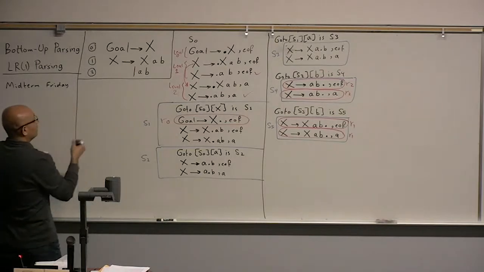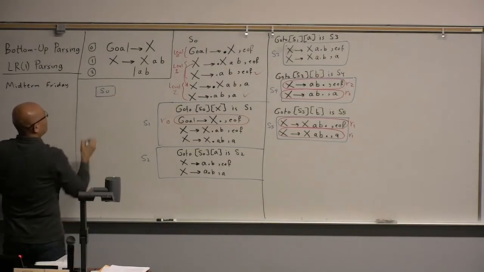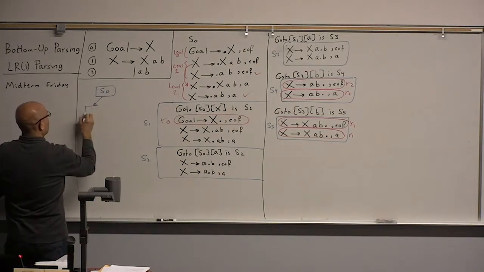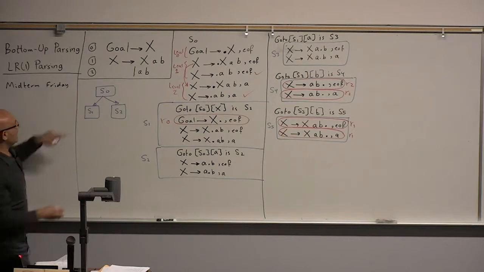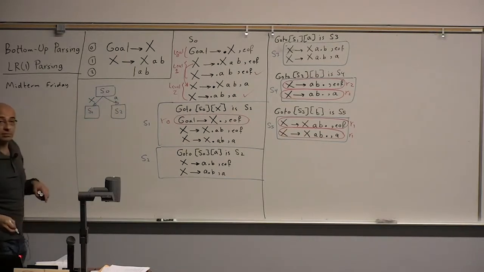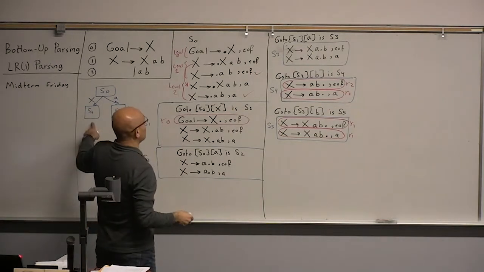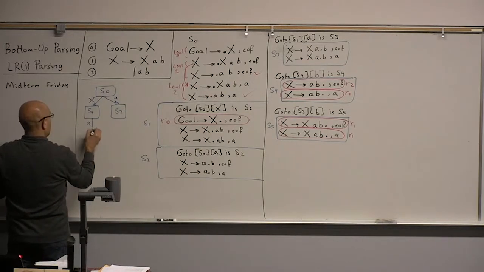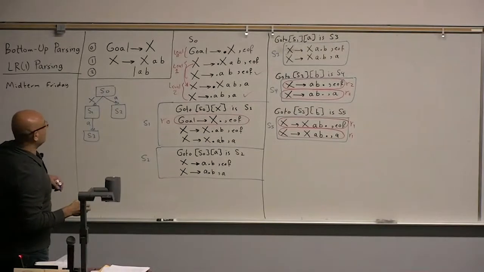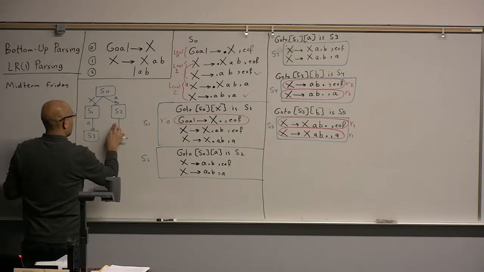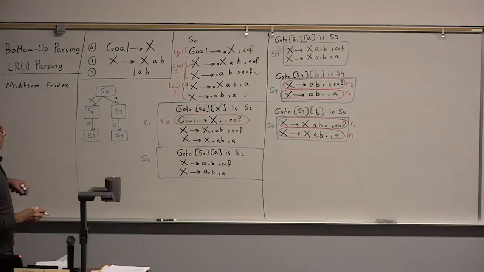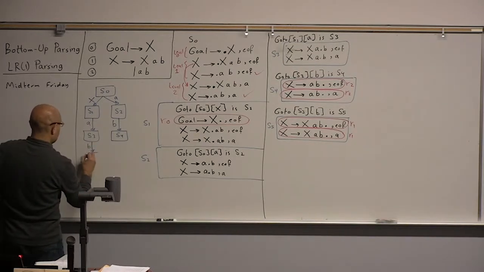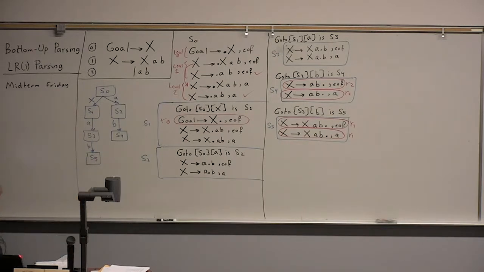In fact, we can draw these states like this. So this is our S0, and S0 can go to S1 or S2, right? So with an X, it goes to S1. With an A, it goes to S2. And S1, with an A, it goes to S3. And S2 on a B, it goes to S4. And what else? S3 on a B goes to S5. So this is the transition diagram.